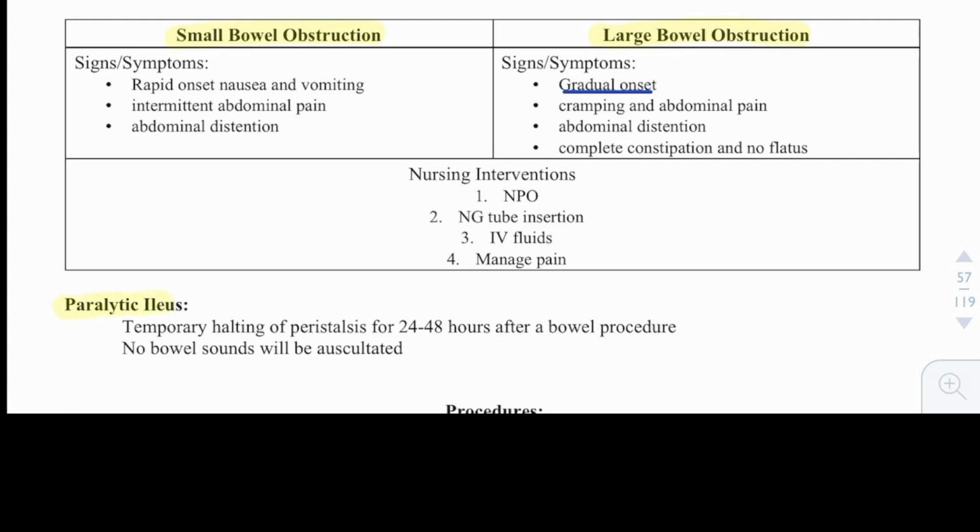And the last diagnosis we're going to discuss is a paralytic ileus. This is a temporary halting of peristalsis for 24 to 48 hours after a bowel procedure, and no bowel sounds will be auscultated.